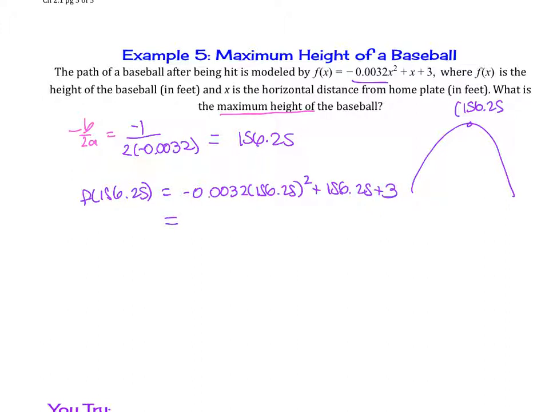So let's simplify that. When we do that, we would get negative 78.125 plus 156.25 plus 3. And then this would equal 81.125 feet. So that is our max height of the baseball.